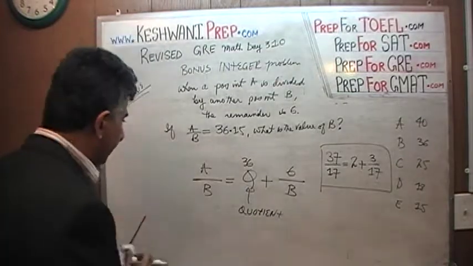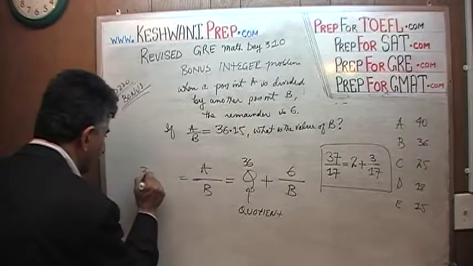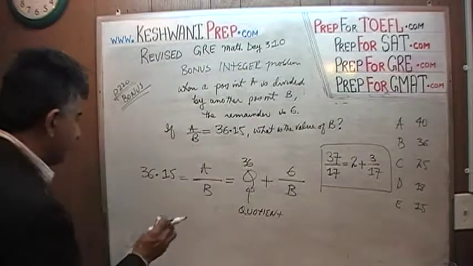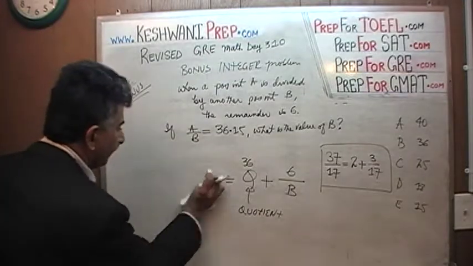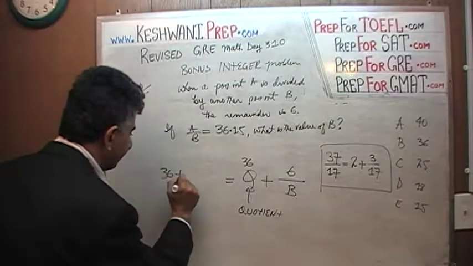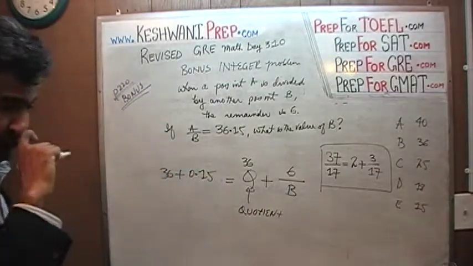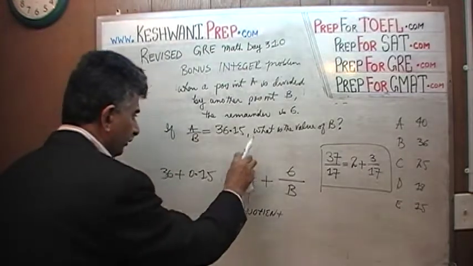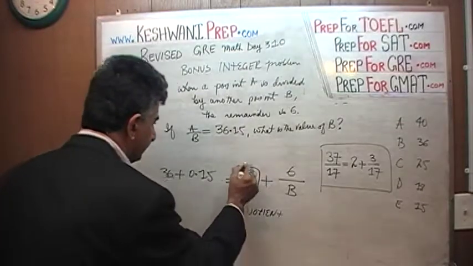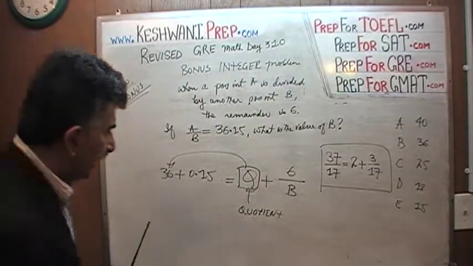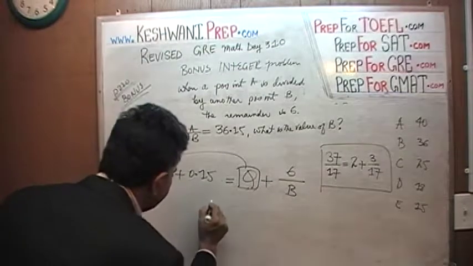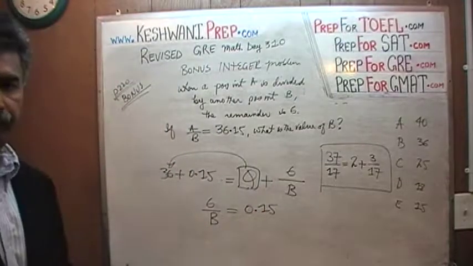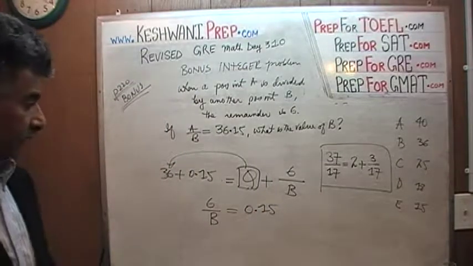But we also know that this quantity has to equal 36.15, which can be written as 36 plus 0.15. Are you with me still? But therefore, this is the quotient, right here, which is 36 here. What does it tell you? That tells us that 6 over B must be 0.15. That's it, we're done. All we have to do is now solve for B. Let's go and continue here.